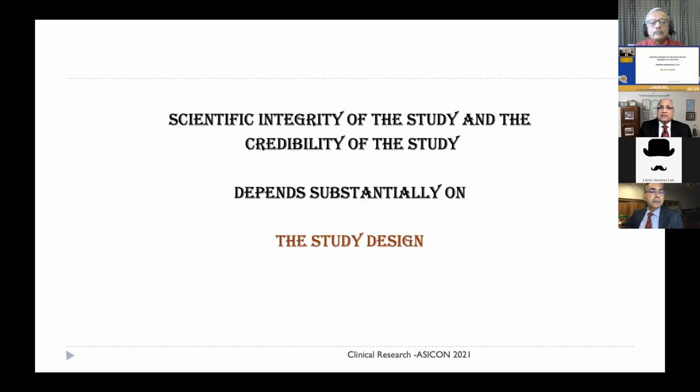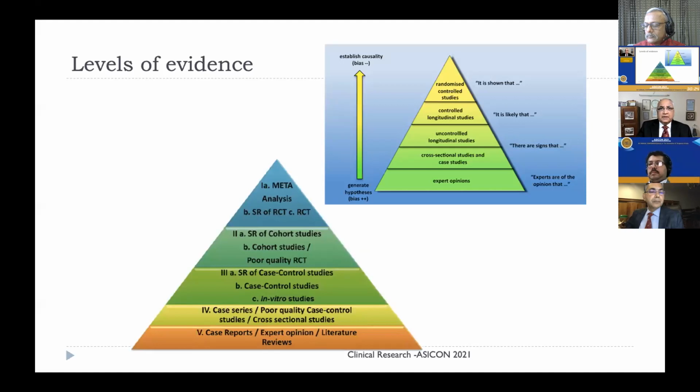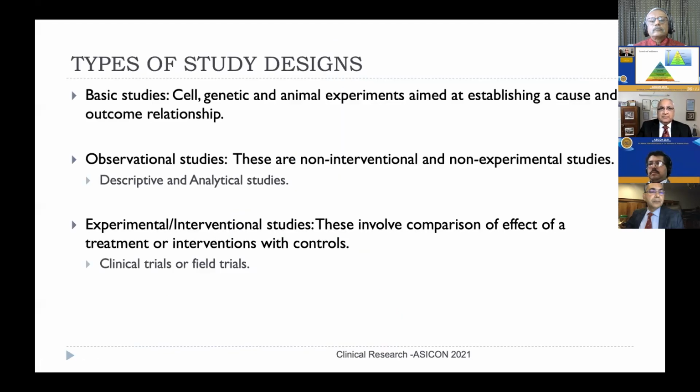This is a very important slide: the scientific integrity and the credibility of the study completely depend on methodology, and the methodology depends on the study design. If you look at the different study designs, as you can see here, the bias reduces as you go to the top. At the top, we have the randomized control trials and meta-analysis. Everybody would like to do an RCT, but is it always feasible?